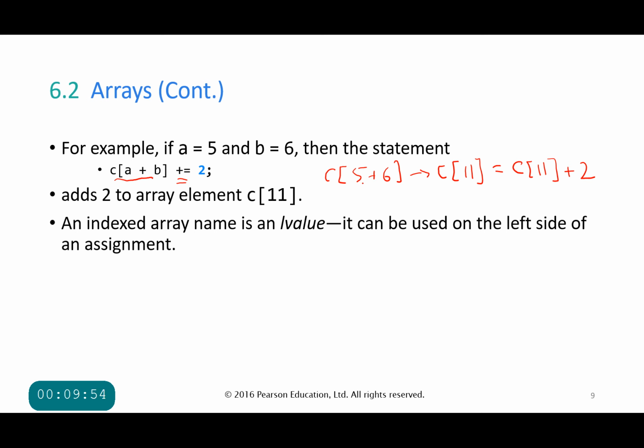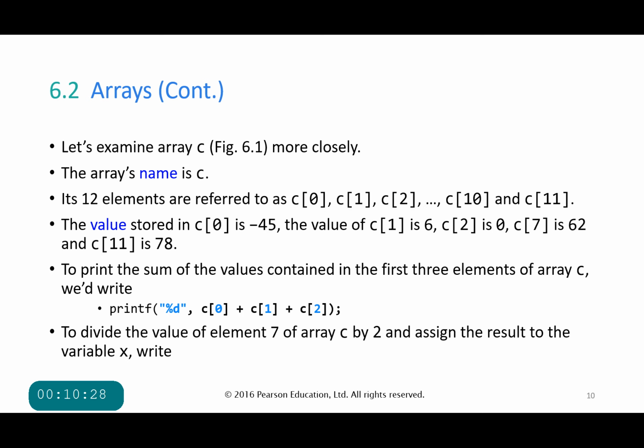But the thing that you want to notice here is that you have an integer expression. A plus b is an integer expression, and it evaluates to an integer value, which in this case is 11. So for the index, you either need to have an integer value or an expression that evaluates to an integer value, not a floating point or a decimal value or something like that.